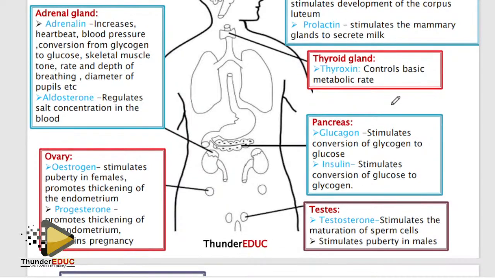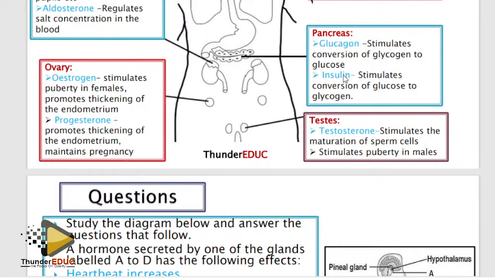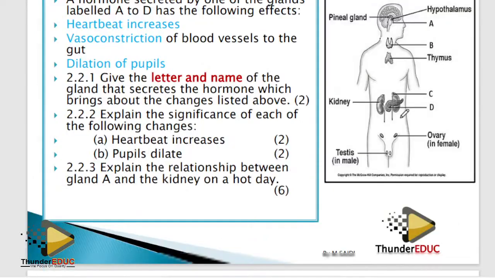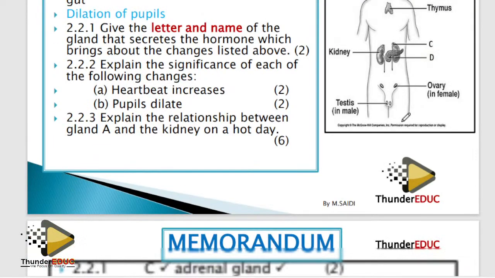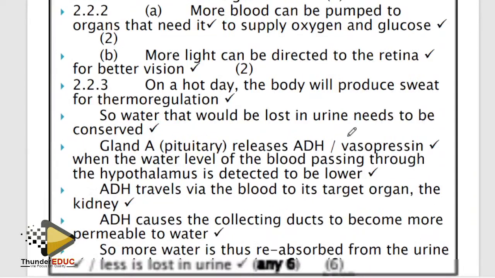But this is what I need to talk about. Glucagon and insulin don't convert glucose to glycogen, but they stimulate the conversion. This word is stimulation. They don't convert, they stimulate the conversion. So you guys learn how to use these words. Stimulation. They stimulate, but they don't convert.